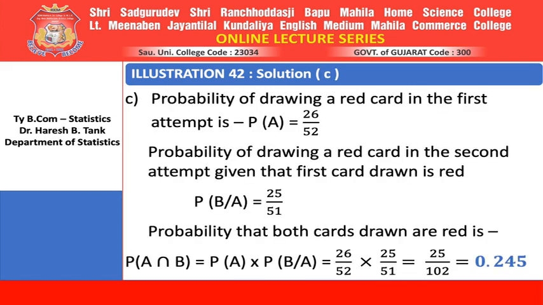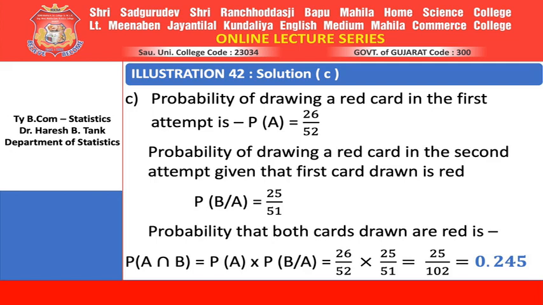The third possible: probability of drawing a red card in the first attempt. How many red cards are there? There are 26 red cards. So naturally it is 26 by 52. Probability of drawing a red card in the second attempt, given that the first card drawn is red. So probability of B where A had already occurred. How many cards are left? Red cards left are 25. How many total cards are there? Remaining cards, there are 51. So it comes to 25 upon 51.